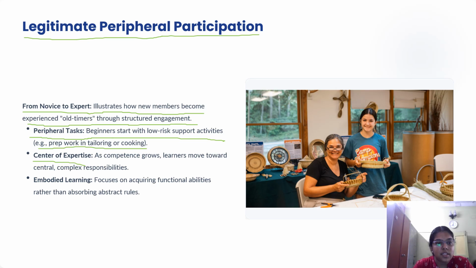Then center of expertise. As competence grows, learners move towards central complex responsibilities. Now, when the fresher starts with a low risk activity, after working on those activities, a confidence level grows in his or her mind, and whenever that competency grows, whenever that confidence level is developed in the mind of the learner, then he or she moves towards central or complex responsibilities.